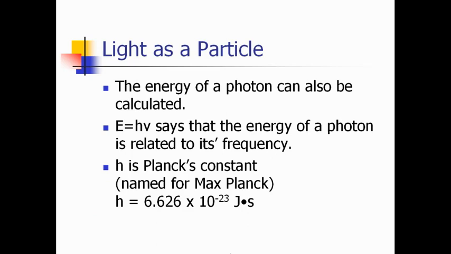Light is a particle. Okay, so now we've talked about light as waves. We can also talk about light as a particle, and the energy of a photon can be calculated. Okay, when we start talking about light as a particle, that would be a photon, and that energy can be calculated by E equals h times v, which says that the energy of a photon is related to its frequency. Now h is what we call Planck's constant, named for Max Planck, who discovered it. And h is 6.626 times 10 to the negative 23rd joules per second.